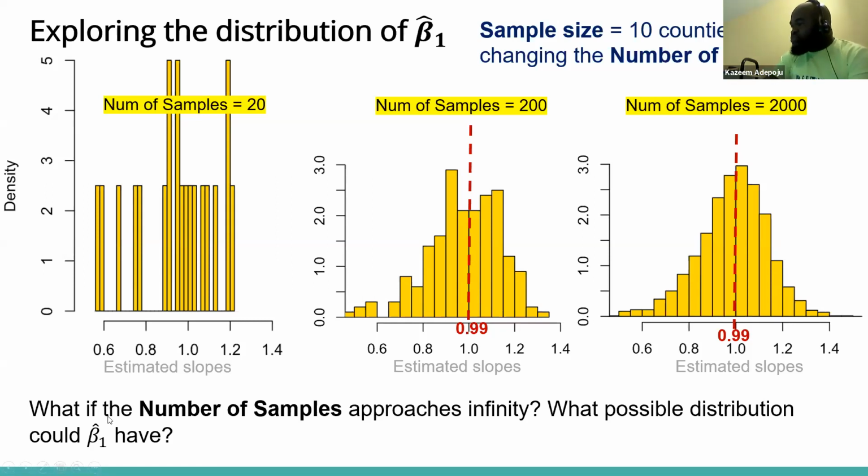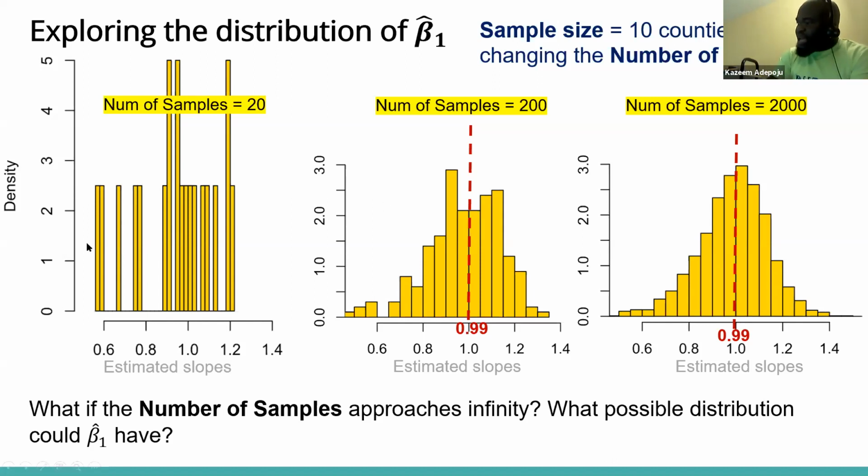And that was why we said, what if the number of samples approaches infinity? What possible distribution could beta 1 have? Of course, when the sample is increasing, we expect from the statistical theory that the distribution of the beta 1 is actually going to approximate normal.